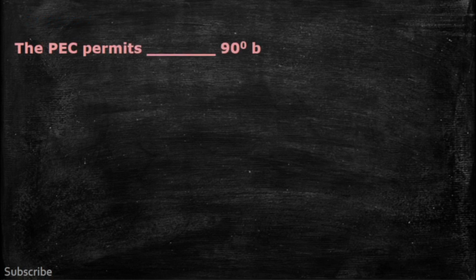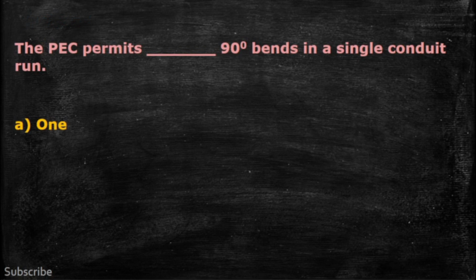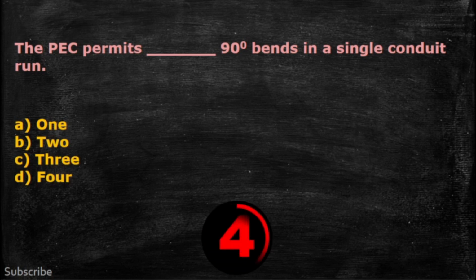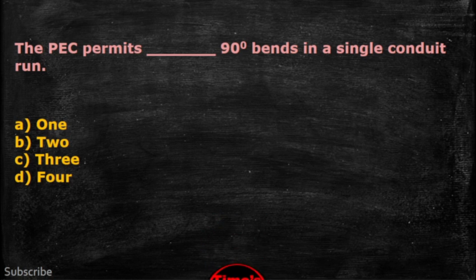Question number 15. The PEC permits blank 90-degree bends in a single conduit run. A. 1. B. 2. C. 3. D. 4. The correct answer is letter D, 4.